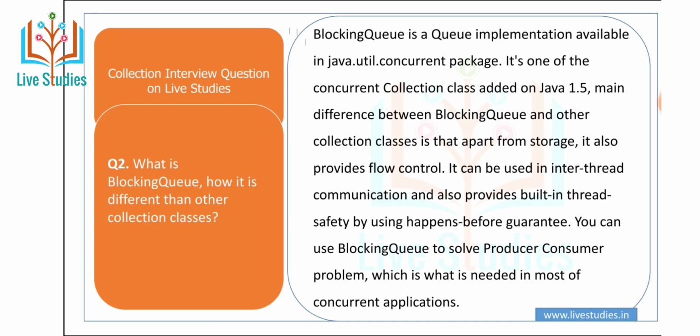The main difference between BlockingQueue and other collection classes is that apart from storage, it also provides flow control. It can be used in inter-thread communication and also provides built-in thread safety by using happens-before guarantees. You can use BlockingQueue to resolve the producer-consumer problem, which is needed in most concurrent applications.